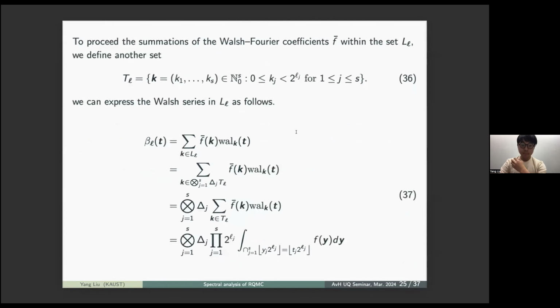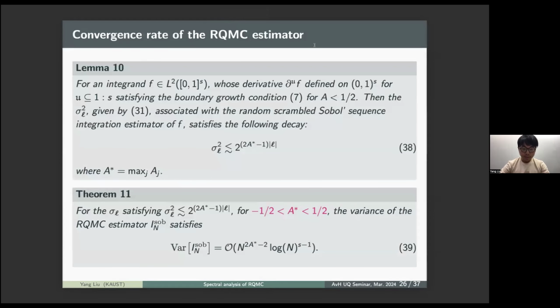So these are how to compute these coefficients. It's kind of technical, so I'll skip it and just show you the results. For an integrand whose derivatives satisfy this boundary growth condition, you can prove that the sigma_L's defined in the random scrambled estimator follow this decay, where A star is the maximum of the A_j's.